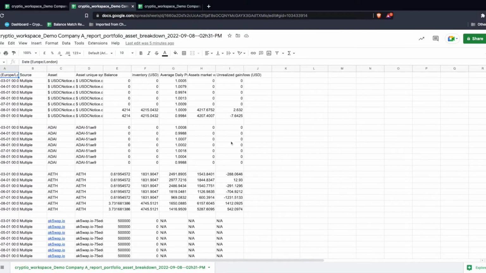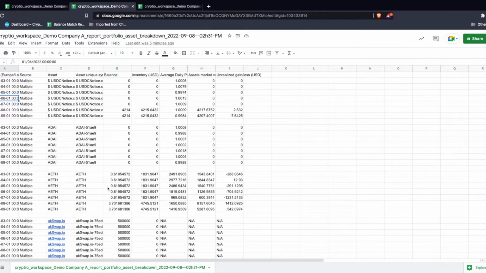Next, we have our portfolio balances report. This report shows a holistic view of each asset across all your sources, or you can even pull this report broken down by wallet. Here, we can see the month-end balances of each asset. The timestamp is midnight at the end of each month. You can see the asset, the balance, the inventory cost, the average daily price, the asset market value of that balance, and the unrealized gain and loss.